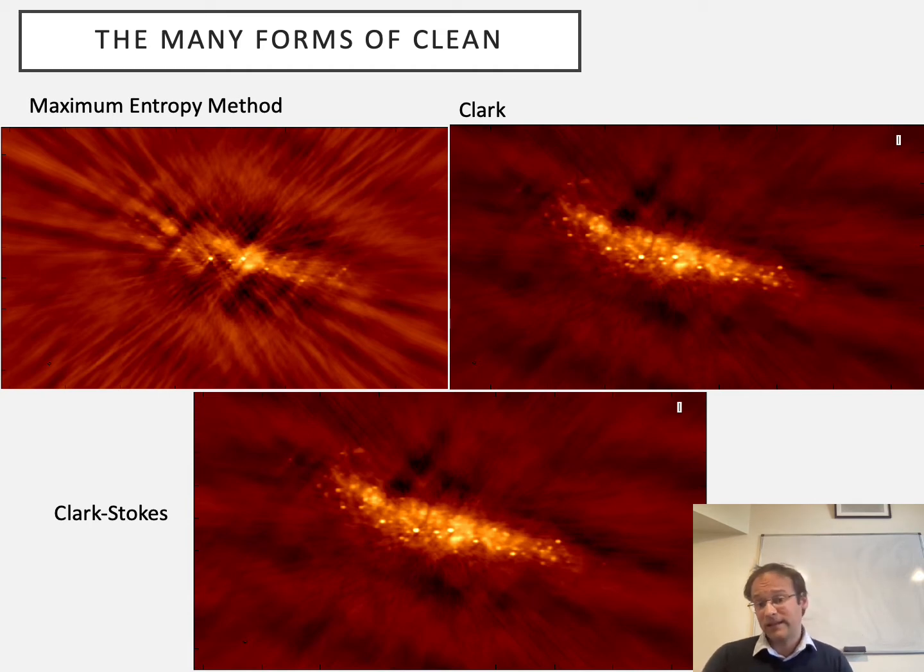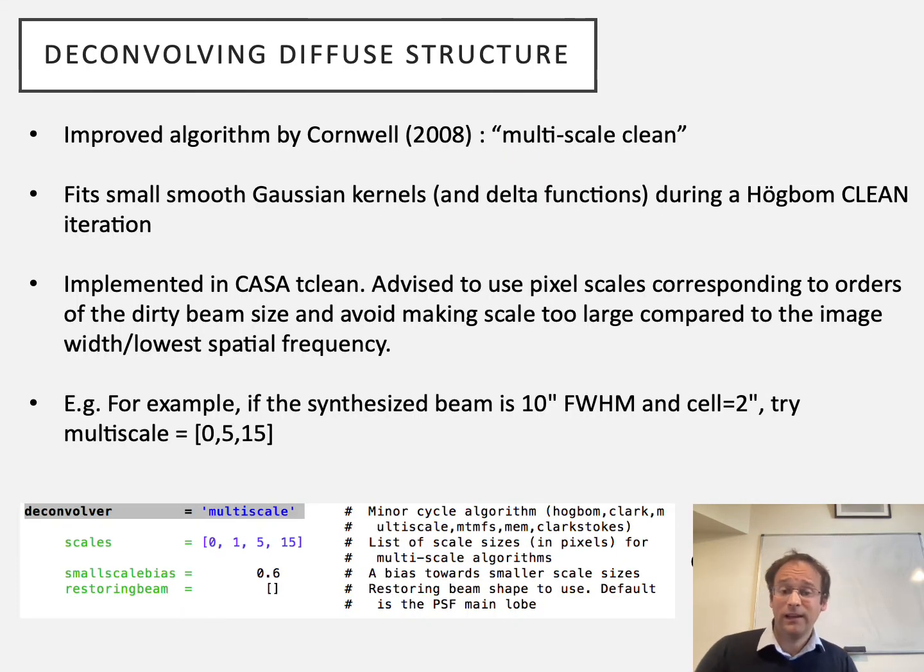Clark-Stokes is an adaptation of that, taking into account the Stokes information, so the Q, U, and V information, so the polarization information on the sources, because that allows you to better identify real signal in the data, devoid of the artifacts that you get from the point spread function. So clearly, diffuse structure is causing a few issues with these clean algorithms, and there was a new algorithm that was developed by Tim Cornwell in 2008 called multi-scale clean to deal with this problem.